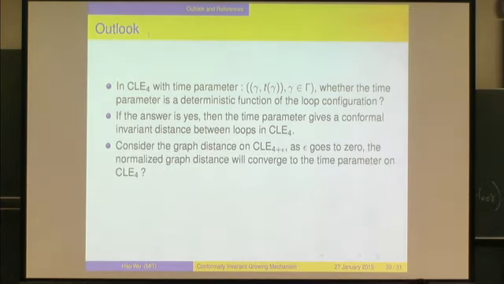And the third natural question is, in fact, we can also introduce CLE kappa for kappa greater than 4. And in that case, the loops can touch each other. So we can define a natural graph distance on this when kappa is greater than 4. And the question is, suppose we consider CLE4 plus epsilon. As epsilon goes to 0, we normalize this graph distance. Whether this normalized graph distance will converge to the time parameter we defined on the CLE4. And this is the main topic of the first talk this afternoon.